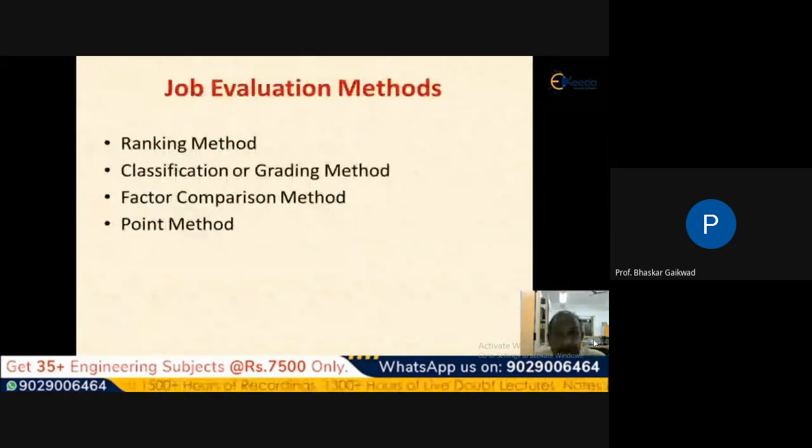So what are the methods that I am going to use? The first one is the ranking method. The second one is the classification or grading method, then the factor comparison method, and the point method. These four things I am going to explain to you in the forthcoming slides.